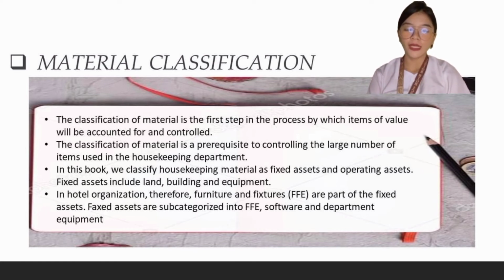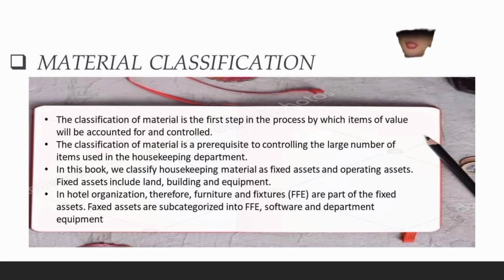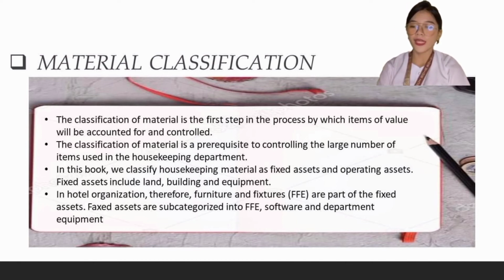Classification of material is a prerequisite to controlling the large number of items used in the housekeeping department. We classify housekeeping materials as fixed assets and operating assets. Fixed assets include land, building, and equipment. In a hotel organization, therefore, furniture, fixtures, and equipment, FFE, are part of the fixed assets. Fixed assets depreciate at the end of the fiscal year.